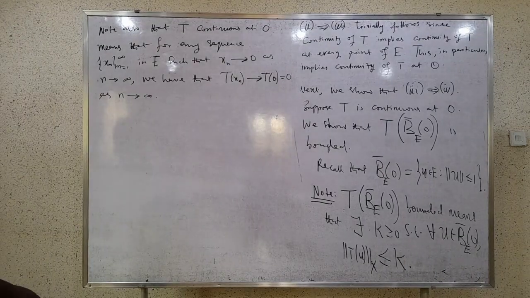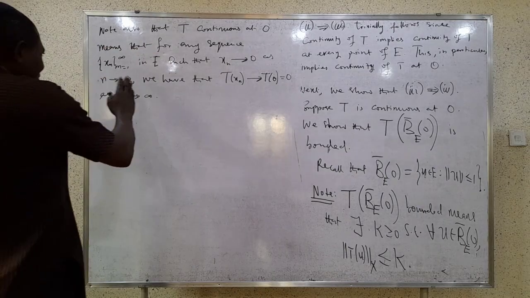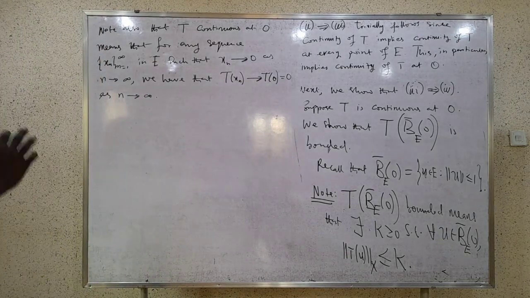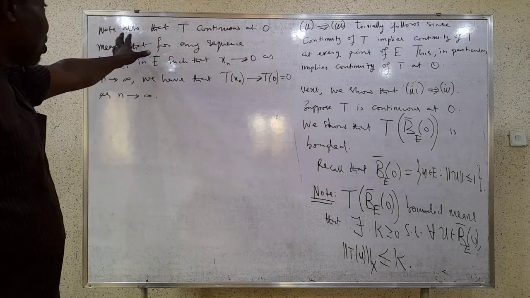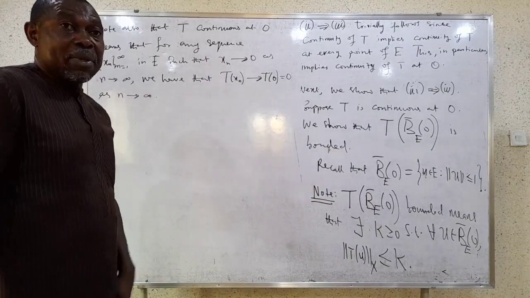So we require continuity at 0, we mean sequential. So we have that T of x_n goes to T of 0. That's what we mean by the consequence of being continuous at 0, and I'll make use of it. It means T is continuous at 0 if and only if for any sequence that behaves like this one.